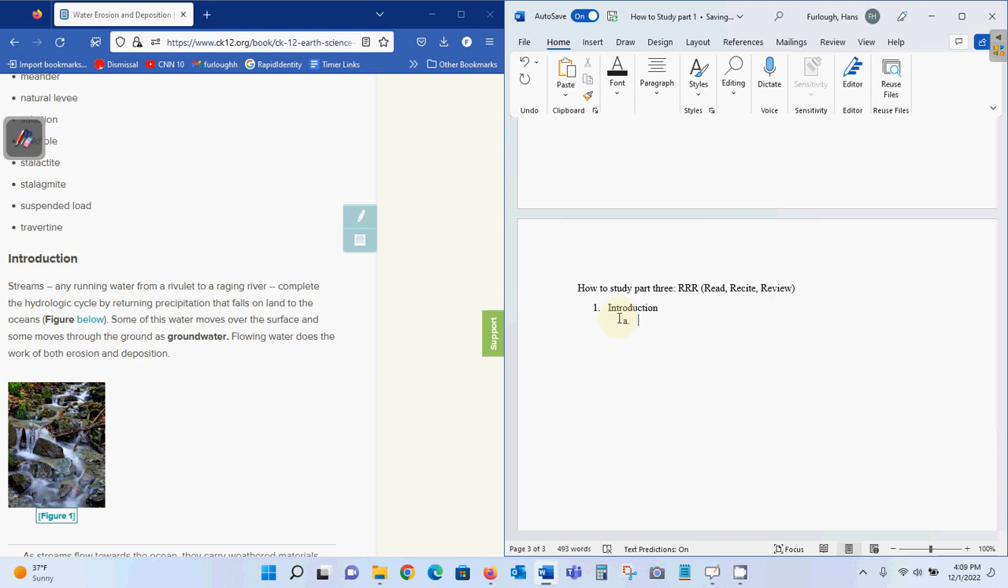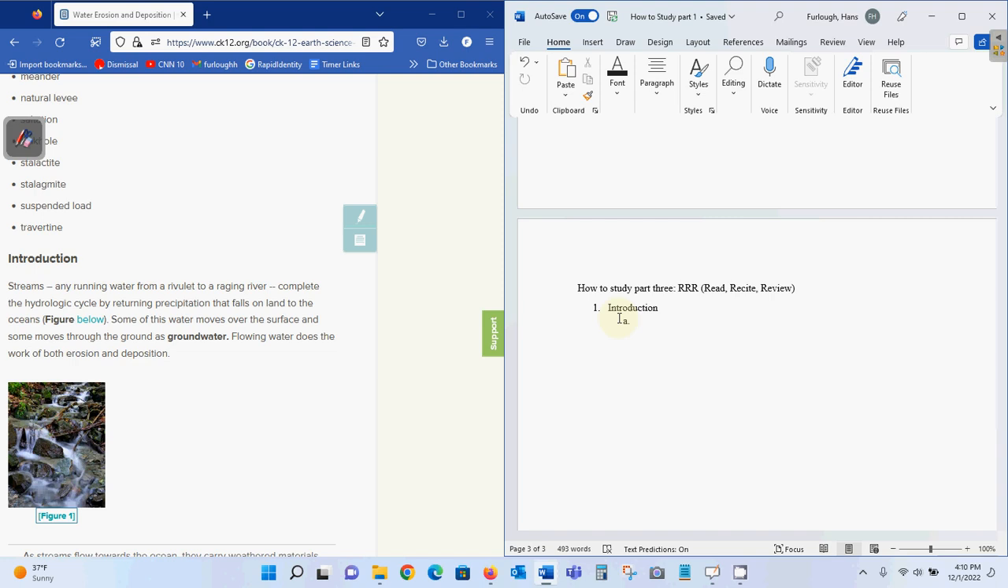So now I'm going to read the paragraph. Streams. Any running water, from a rivulet to a raging river, completes the hydrologic cycle by returning precipitation that falls on the land to the oceans. Some of this water moves over the surface and moves through the ground as groundwater. Flowing water does the work of both erosion and deposition. All right, so that's the reading.